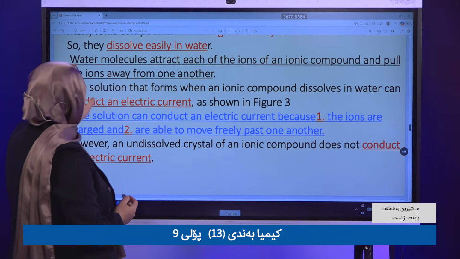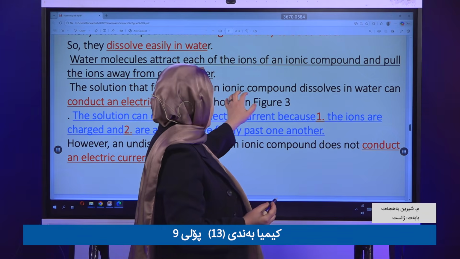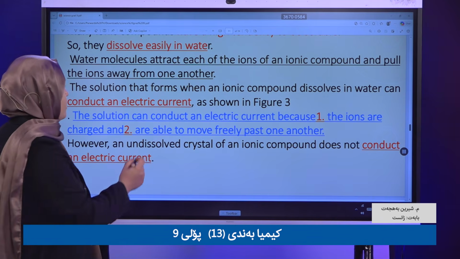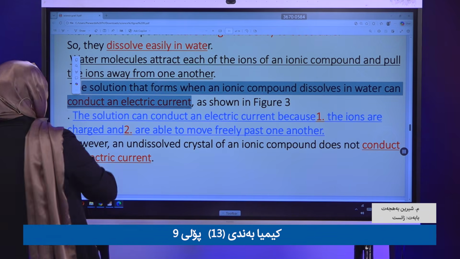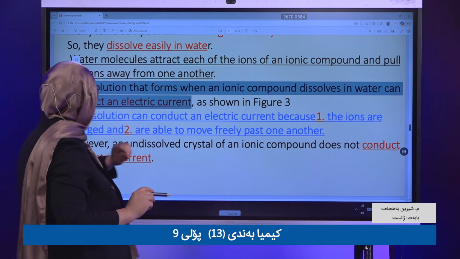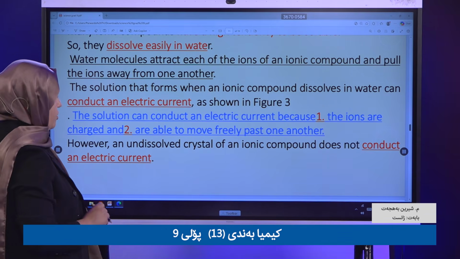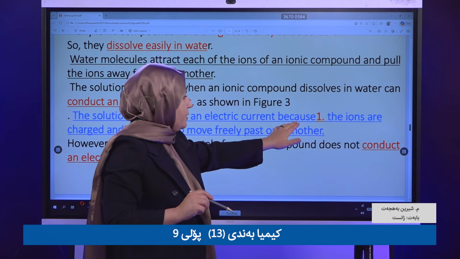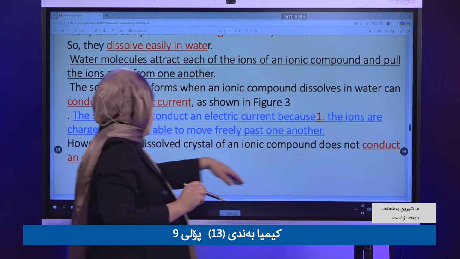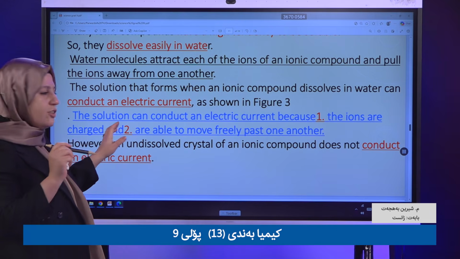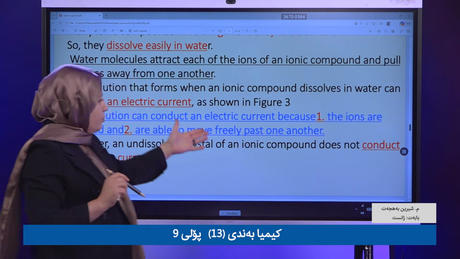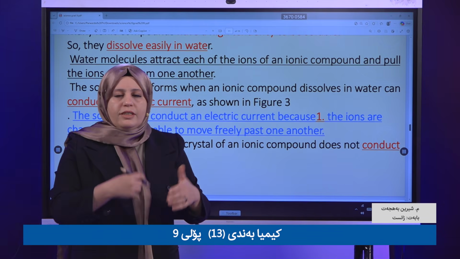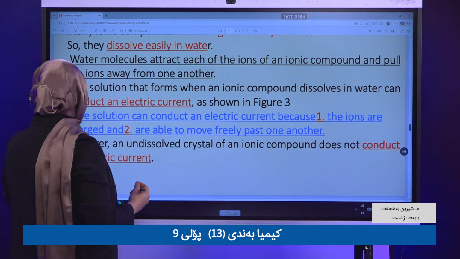Okay. This solution forms what? Ionic compound dissolved in water conducts electricity. They form what? Conducted what? Electrical current. What does that mean? The solution can conduct electrical current because what? Because the ions are charged and able to move freely, passing from one to another. The electrons let them move freely, and the solution becomes charged.